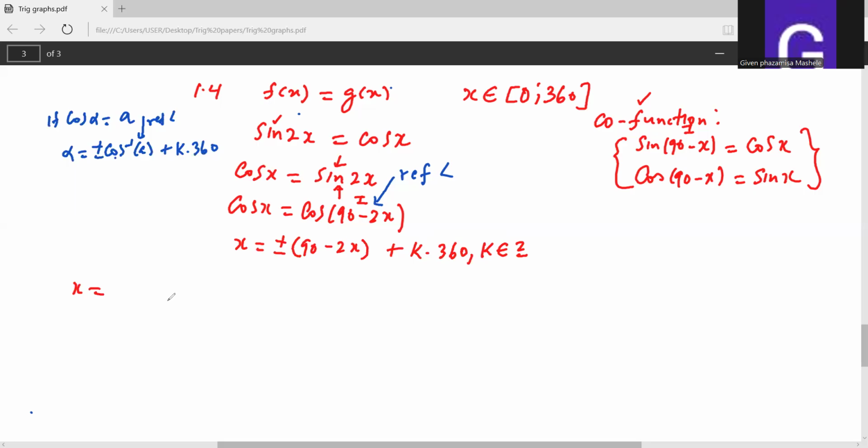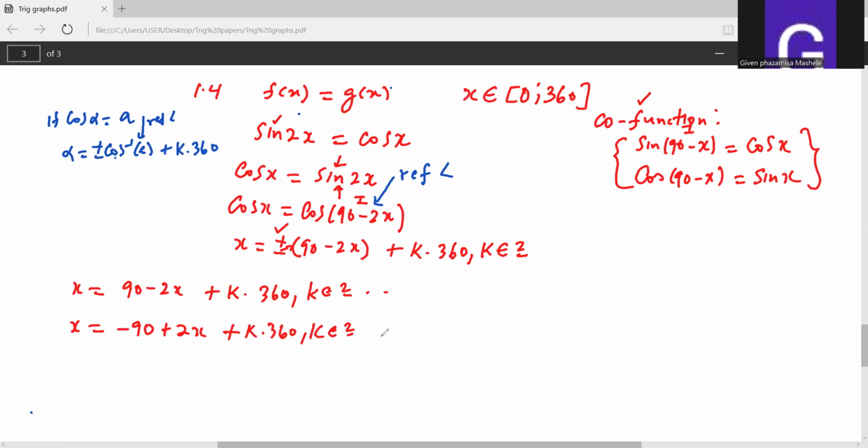the plus one. Plus into that, this will give us 90 minus 2x plus k times 360 when k is an element of integers. The second one, now we're going to say x equals to, we now multiply everything by negative. So negative times 90 will be negative 90. Negative times negative 2 will be positive 2x plus k times 360 when k is an element of integers. Remember, if we were to determine general solutions, we're going to have two answers. So let us solve for x.